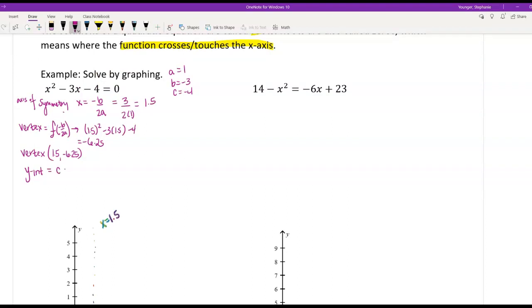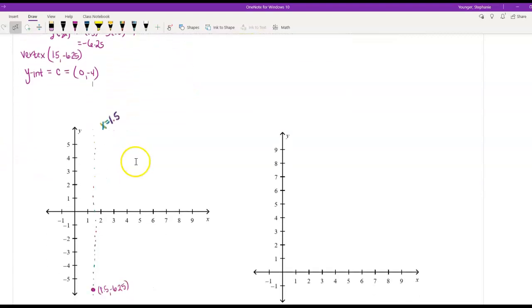All right, our y-intercept is what? It equals c, which in this case is negative 4, so we have 0, negative 4. All right, so I'm going to go down. I'm going to plot 0, negative 4. Now, if I went to negative 4 over here, that means at 3, I also have negative 4. So now we're going to draw that smooth curve.